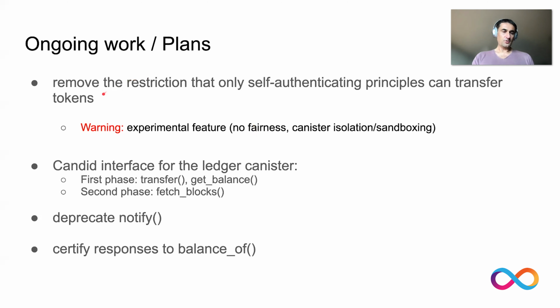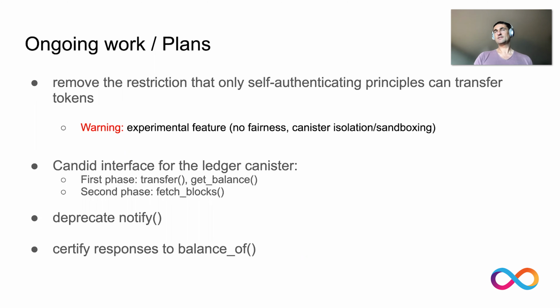All right, so what we are working on quite actively now is removing the restriction that only self-authenticating principals, that is, not canisters, can transfer tokens. We know that this is something that the community really wants. What holds us back are two things. I didn't use many colors, but I thought I should use red here to say warning. Even if we make it available in the short term, we view this as experimental, and there are at least two issues why this is the case.